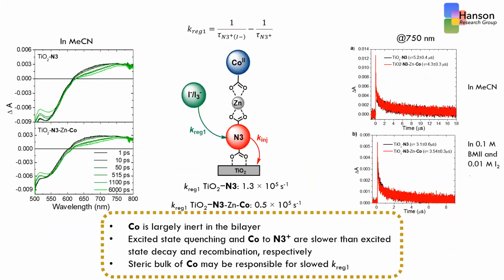To investigate regeneration, we used transient absorption spectroscopy, and we found that overall, cobalt is largely inert in our bilayer structure, and that the excited state quenching and the cobalt to N3 cation electron transfer are slower than excited state decay and recombination, respectively. So overall, the steric bulk of the cobalt may be the reason for the slowed regeneration rate that we see.